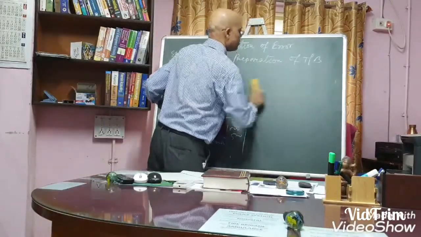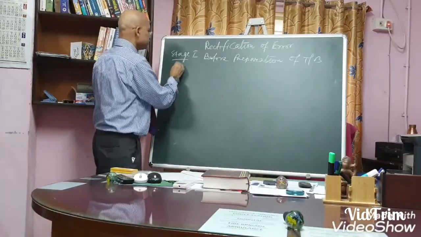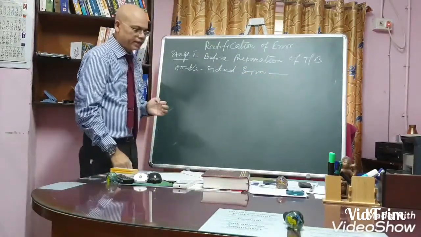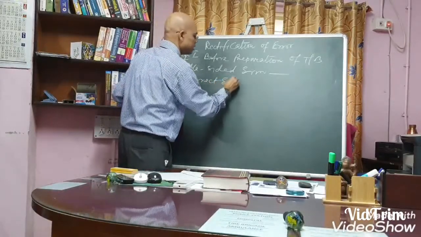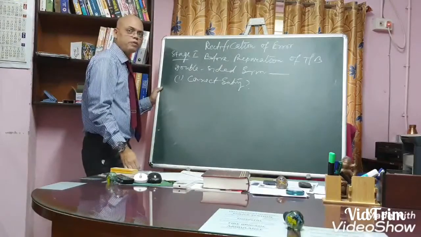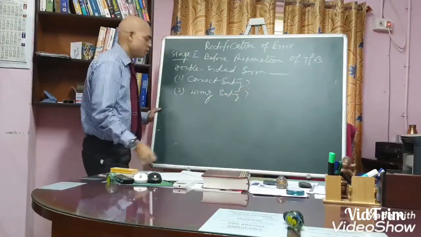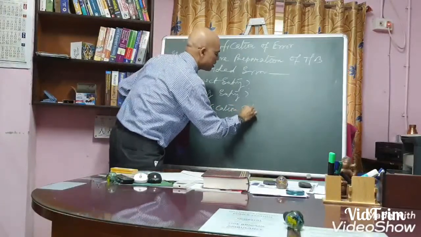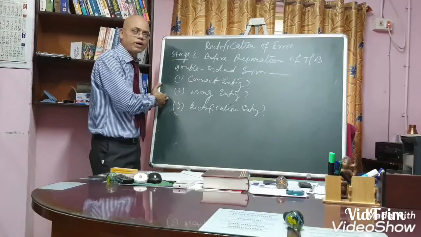Now, double-sided error before preparation of trial balance. Under stage 1, double-sided error. In case of double-sided error, the simple rule you will have to keep in mind is that first you will have to write down the correct entry: what should have been passed. Number 2, the wrong entry: what has been passed. And number 3, the rectification entry. If you work out your rectification entry in 3 steps, then you can do the right thing.